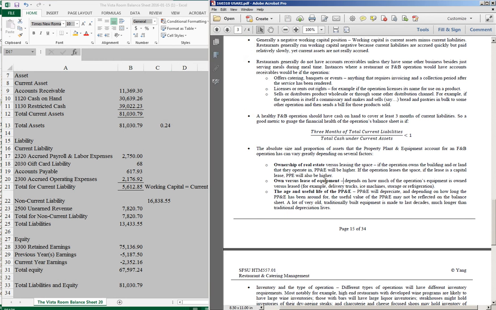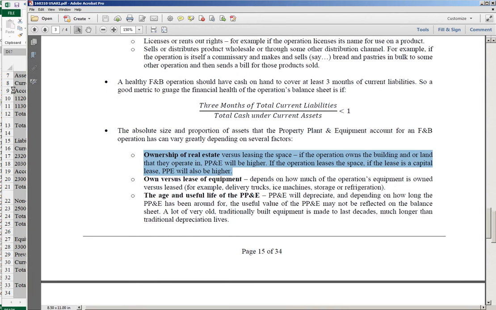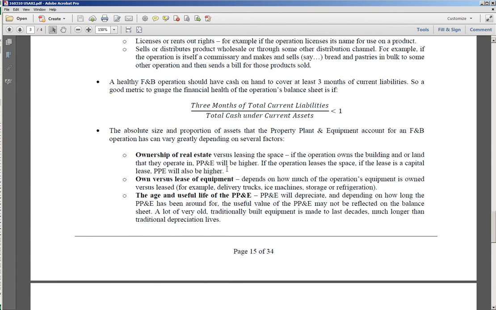So outside of the Vista Room, the reason the size of PP&E is going to vary from one operation to the next is that whether the operation owns the real estate or not will affect the size of the property, plant, and equipment. If we own the real estate, PP&E will be high, because the value of the building will be in PP&E.